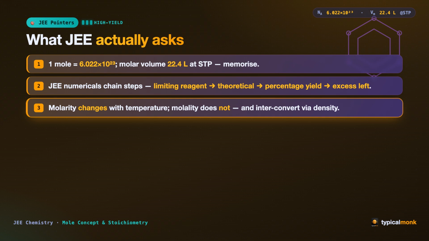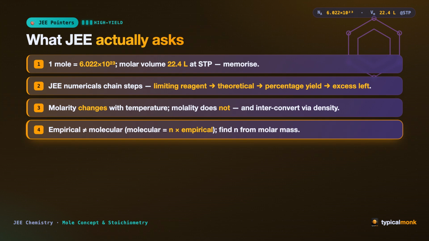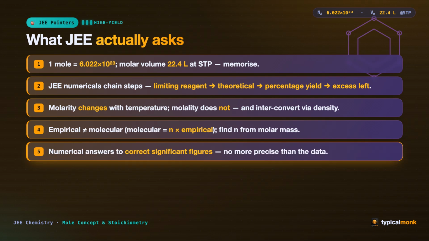3. Molarity changes with temperature. Molality does not, and you must be able to convert between them using density. 4. The empirical formula is not the molecular formula. Molecular equals N times empirical. Find N from the molar mass. Remember glucose, where N was 6. 5. Numerical answers must carry the correct significant figures. Your answer can never be more precise than your least precise piece of data. In the numerical section, precision is marks.